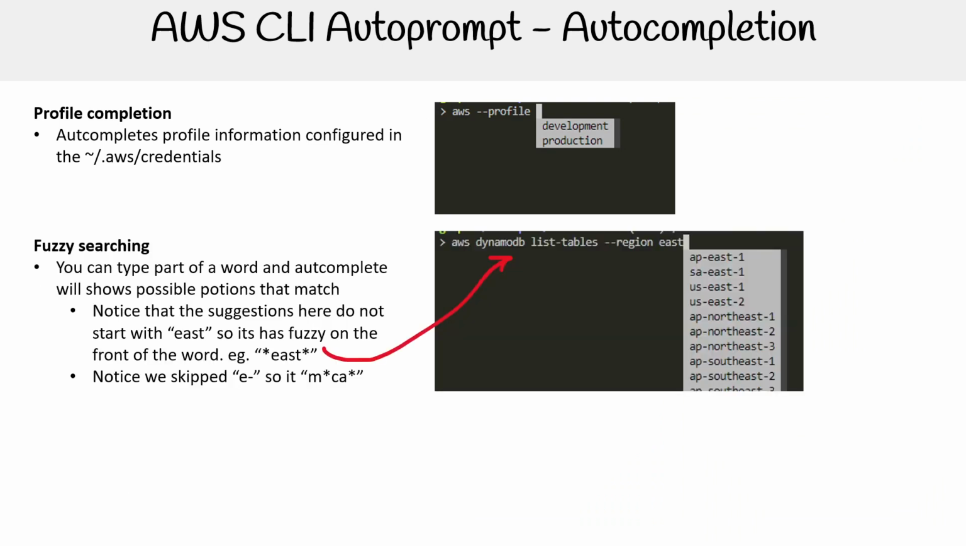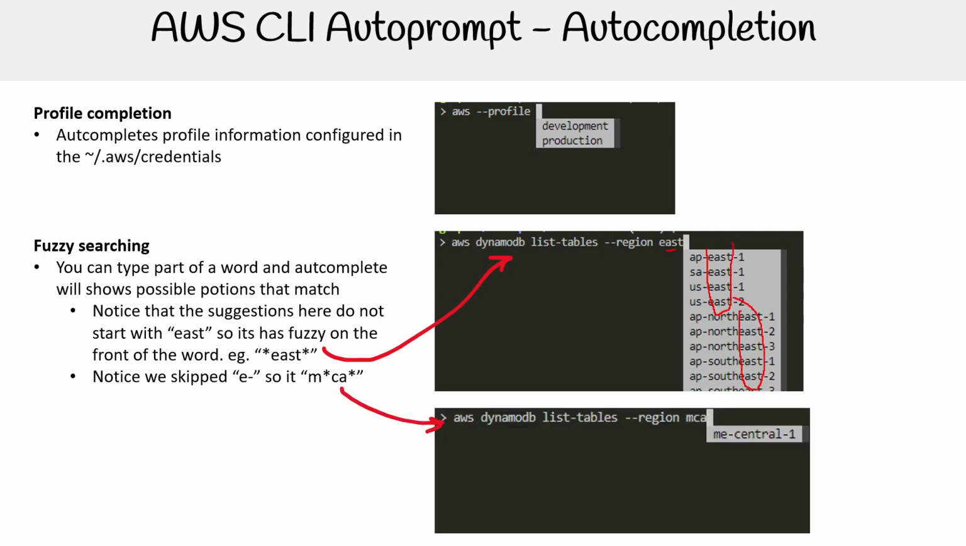It has fuzzy searching. What that means is that you don't have to perfectly type it in. Notice we typed the word East. We didn't start with AP, and it still selected all the Easts here and the East here, so that's really nice. And notice here, I'm typing MCA, and it knows to do ME and then the C, so that is really nice.